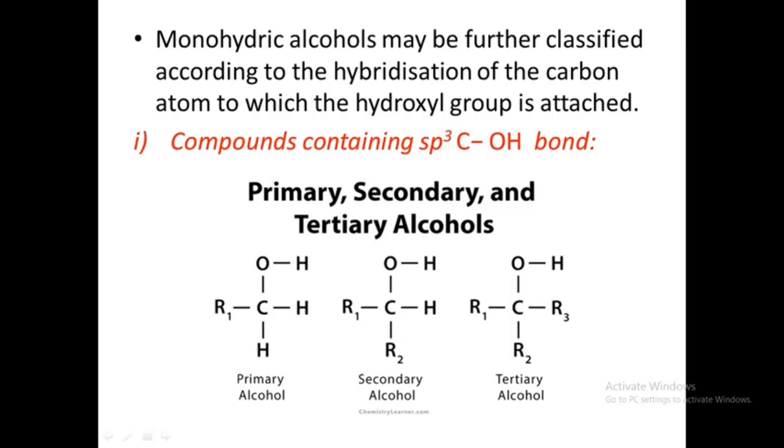After that, tertiary alcohols. Tertiary alcohols are those alcohols in which the carbon atom to which the OH group is attached forms three different bonds with three different carbon atoms. So compounds containing an sp3 carbon-OH bond are further classified as primary, secondary and tertiary alcohols.